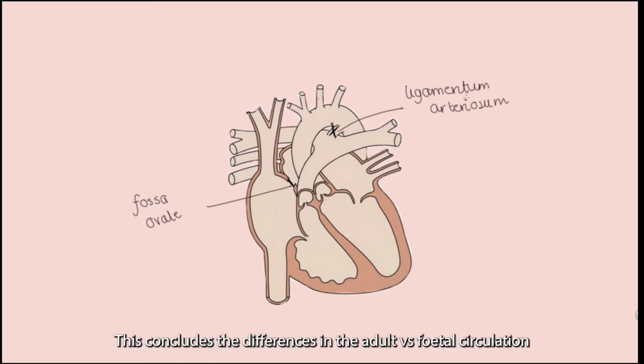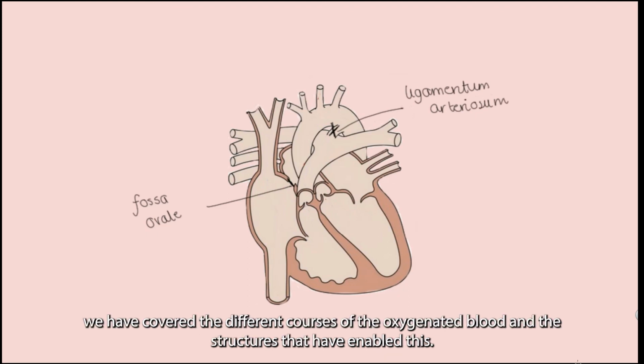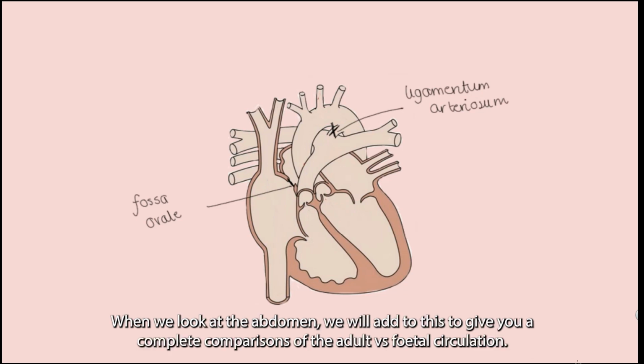This concludes the differences in the adult versus fetal circulation. We have covered the different courses of the oxygenated blood and the structures that have enabled this. When we look at the abdomen, we will add to this information to provide you with a complete comparison of the adult versus fetal circulation.